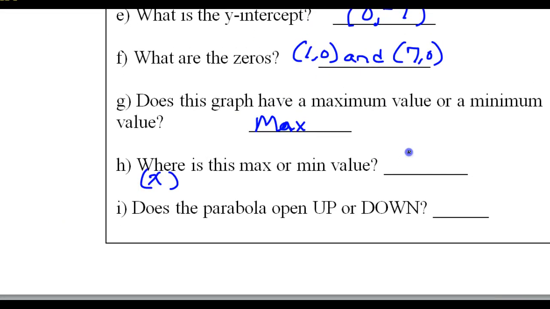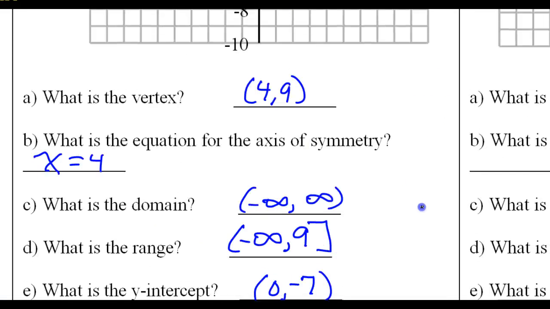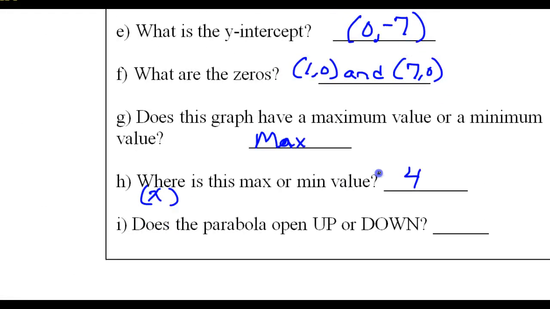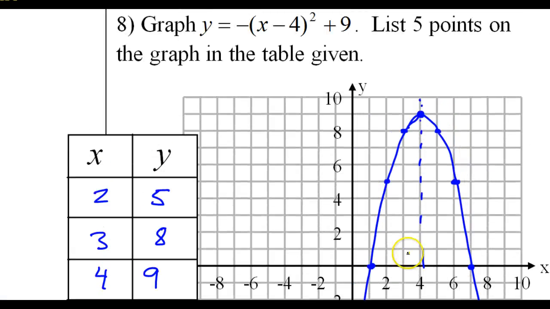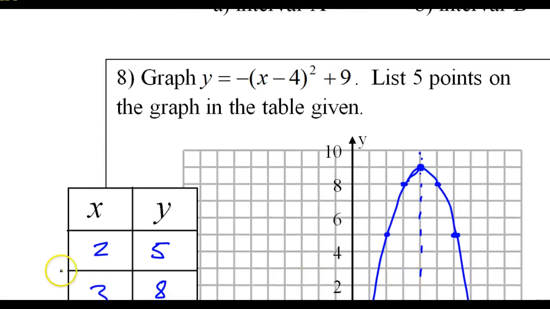Okay, so where is the maximum value? It's at 4. Yeah, I mean, if you put 4 comma 9, if you put the whole vertex again, we might let you slide. But technically, if they say where, they're talking about an x value. Does the parabola open up or down? Clearly it opened down. Okay, so that is how you did number 8.